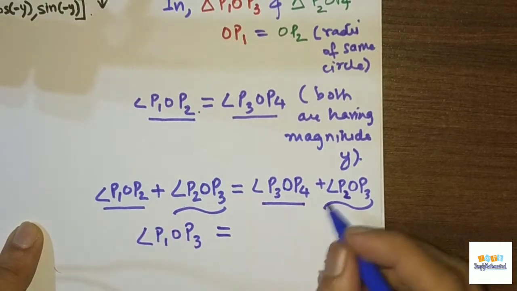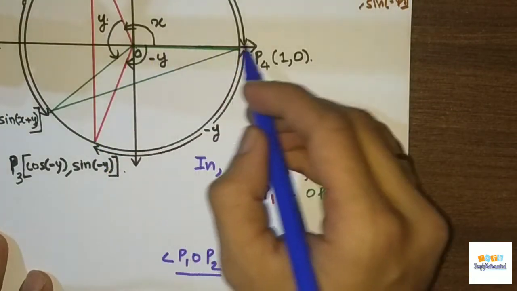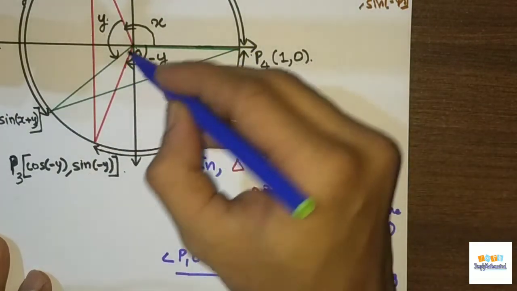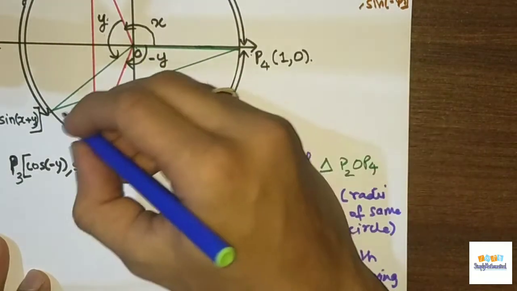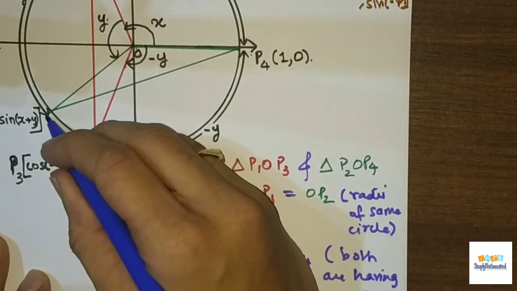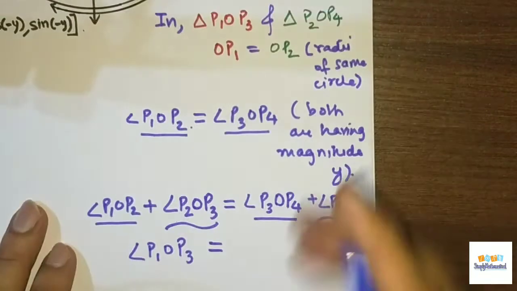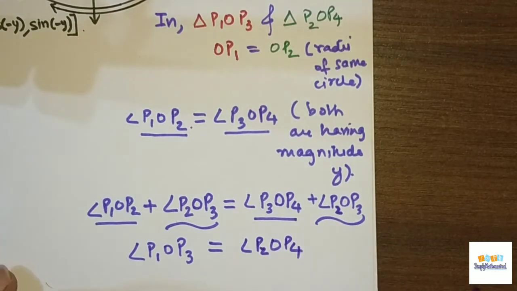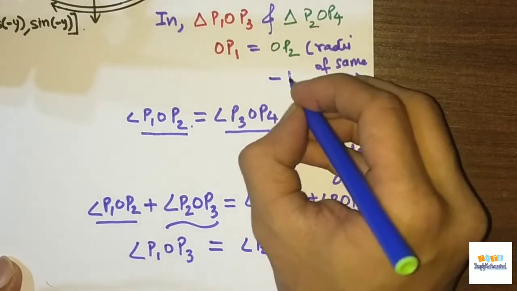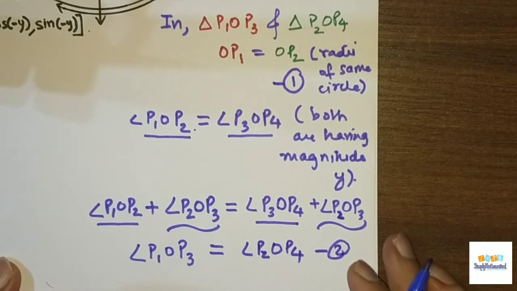Now this is equal to what? If you look at P3OP4 plus P2OP3, that will be nothing but this big angle P2OP4. So this will be angle P2OP4. So this is what we get. Let us call this the first equation, and this the second.